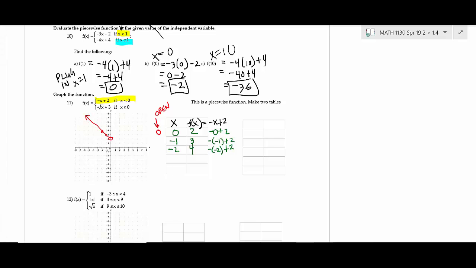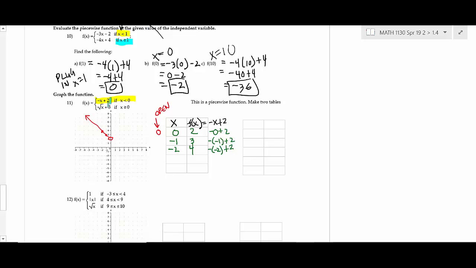Now, I'll tell you what I see students do all the time on this. Students want to just continue to go this way. Why does the graph not continue to go that way? Because it says it only works if x is less than 0. Your graph stops there and goes that way. It doesn't continue that way. You have to pay attention to those intervals.